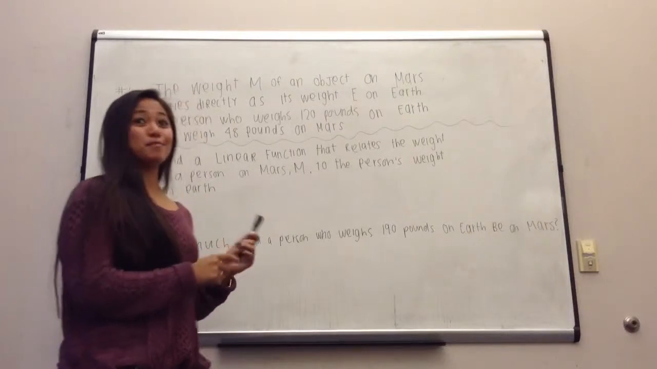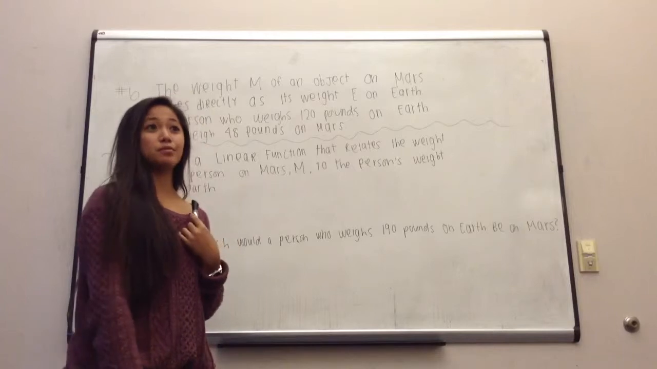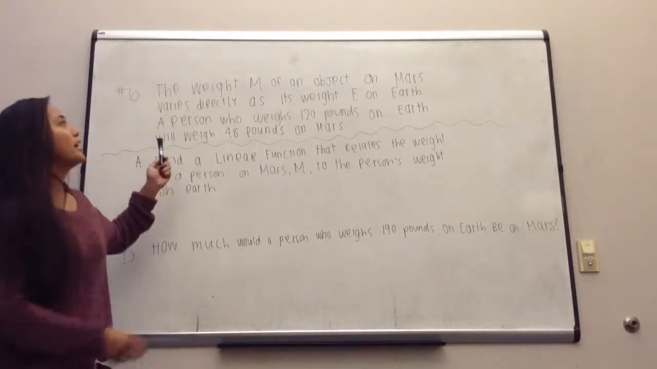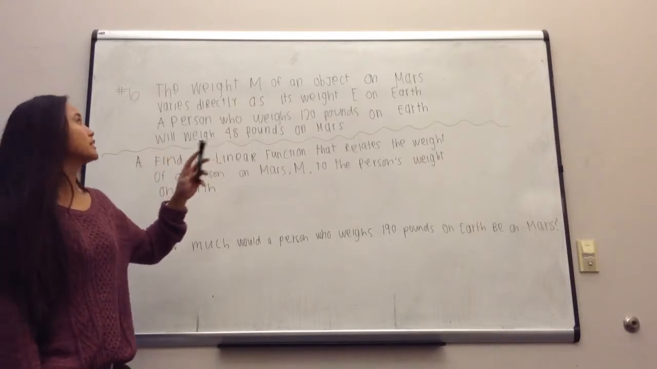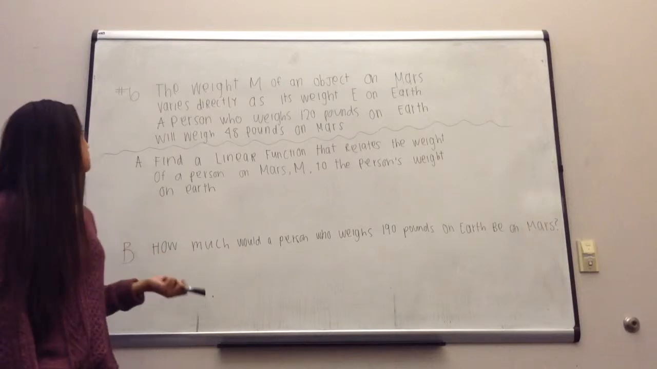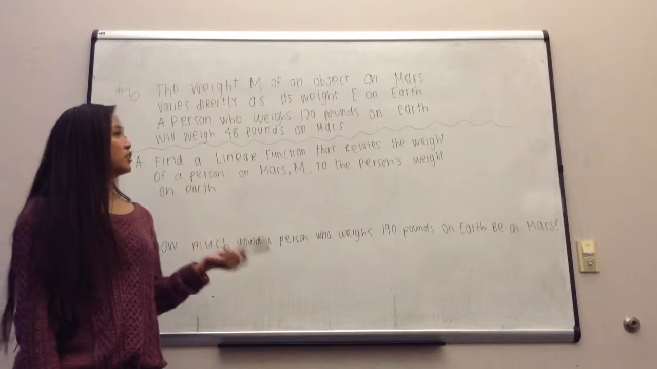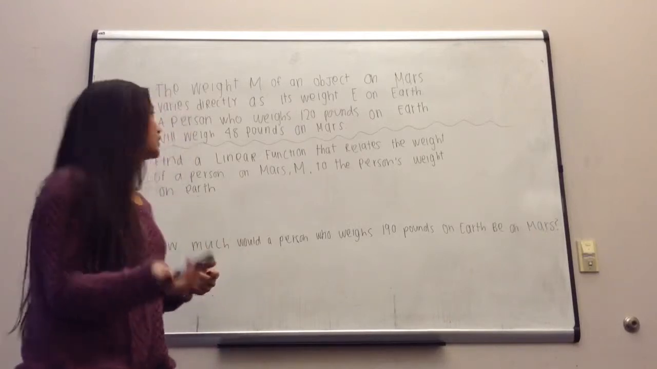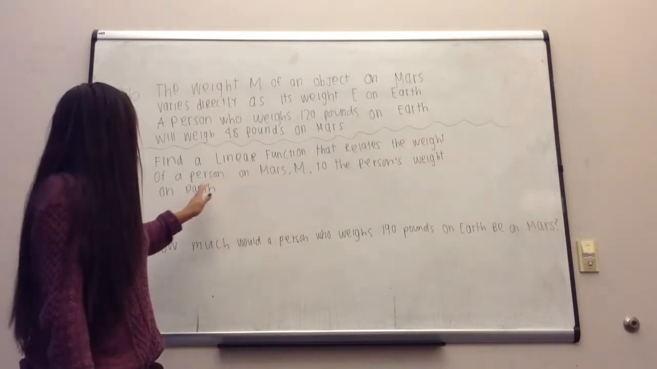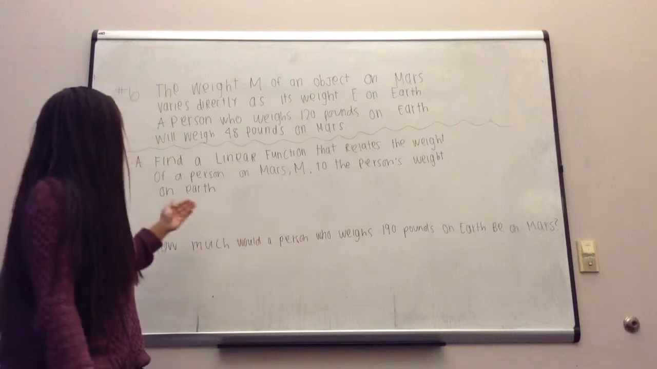I'm Megan, and I'm going to be doing number 6 on test 1, and that is what my group decided was the hardest problem. So, the question says, the weight m of an object on Mars varies directly as its weight e on Earth. A person who weighs 120 pounds on Earth will weigh 48 pounds on Mars. So the first question asks us to find a linear function that relates the weight of a person on Mars, using m, to the person's weight on Earth.